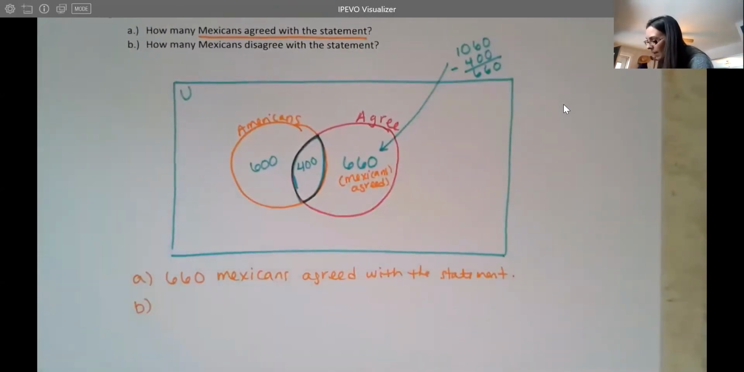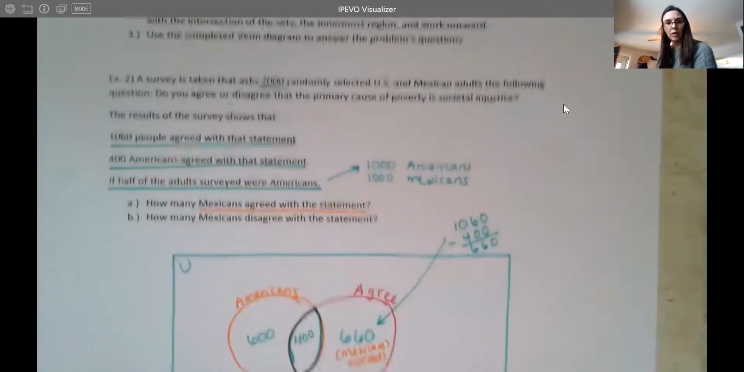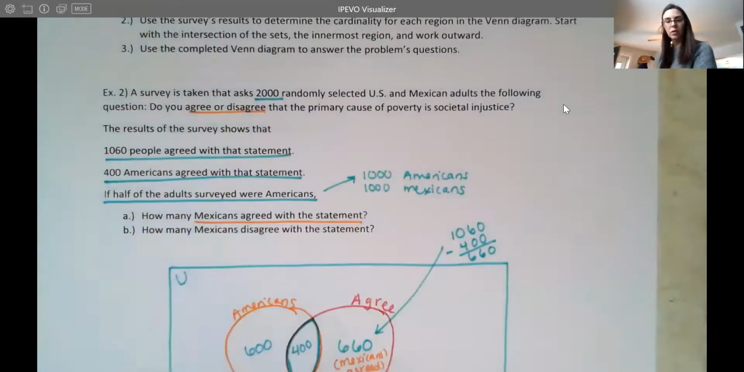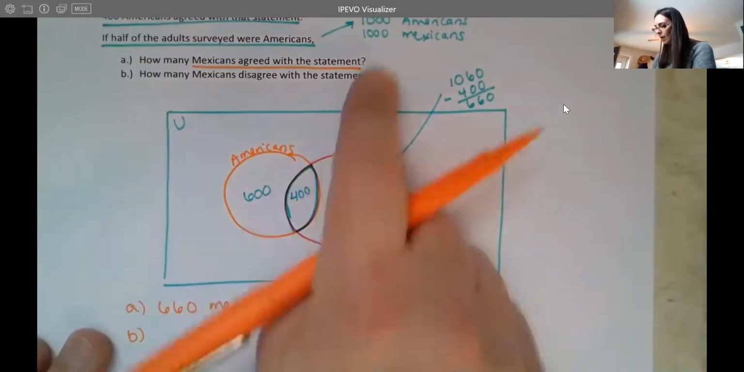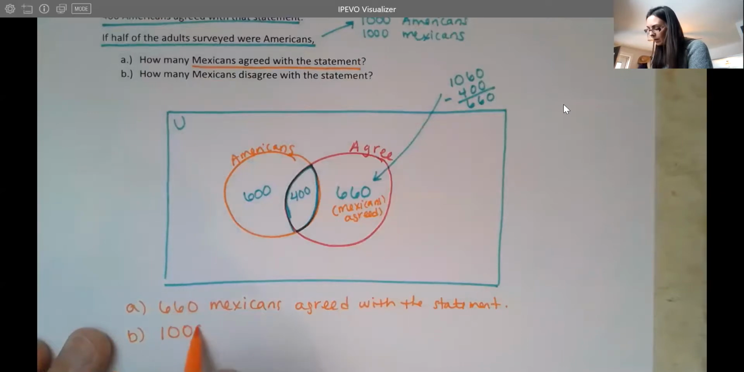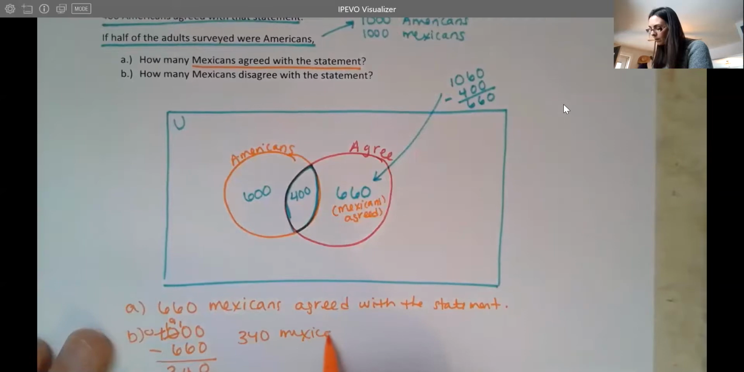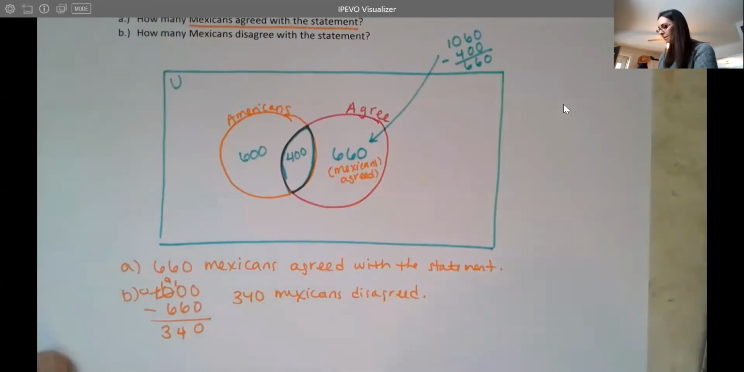And then my second question was how many Mexicans disagreed? Well, think about it. You either agree or you disagree. We weren't told that you were allowed to choose something in the middle, right? If you look at the original question, it says, do you agree or disagree? So there's no third choice. It's one or the other. So if we know that 660 agreed and we know that 1,000 Mexicans participated, then we can subtract these two to see how many disagreed. So 340 Mexicans disagreed with that statement.